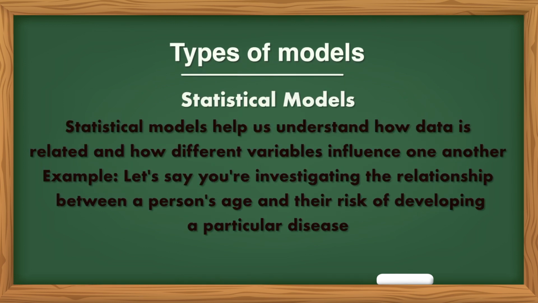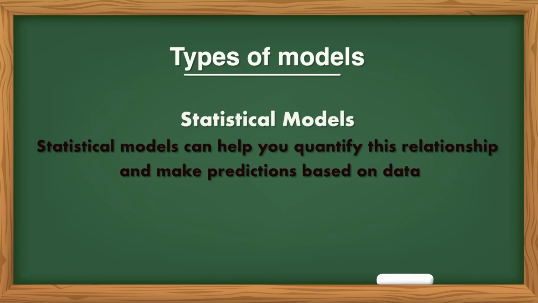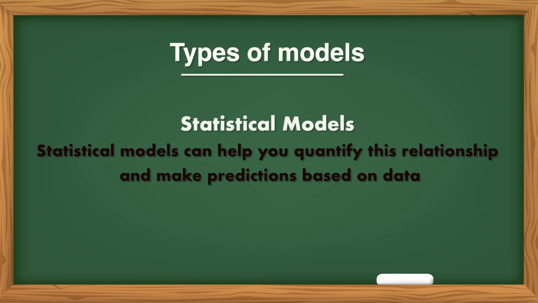Another one is the statistical model. Statistical models help us to understand how data is related and how different variables influence one another. For example, let's say you are investigating the relationship between a person's age and their risk of developing a particular disease. A statistical model can help you identify the relationship and make a prediction based upon the data.